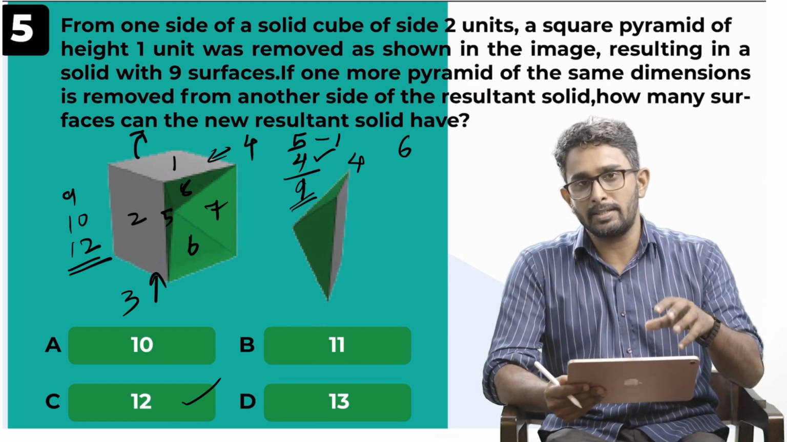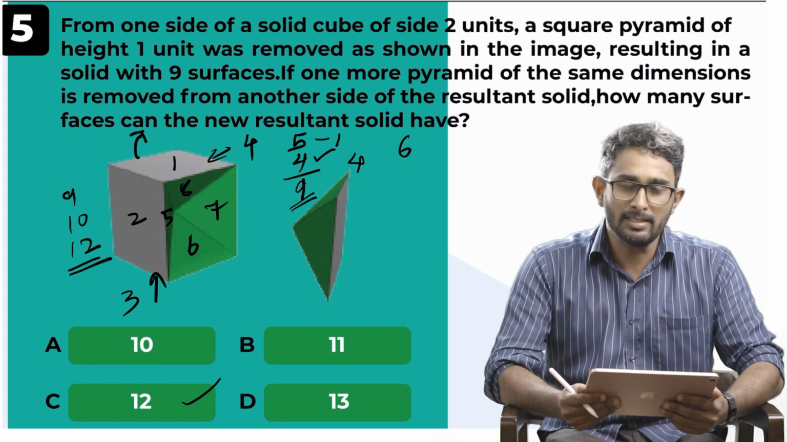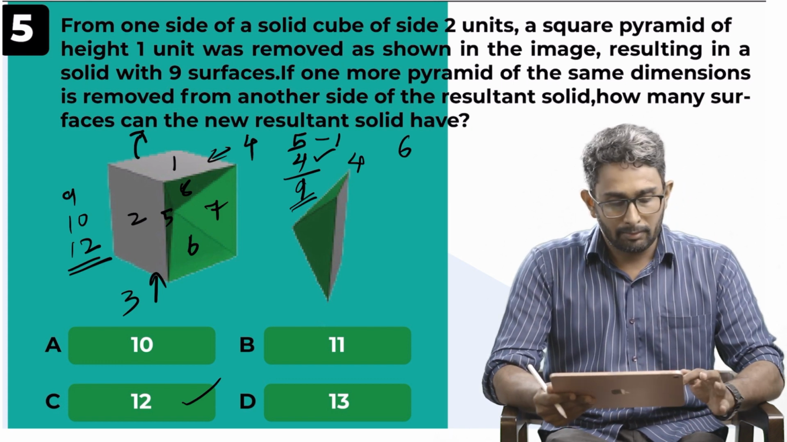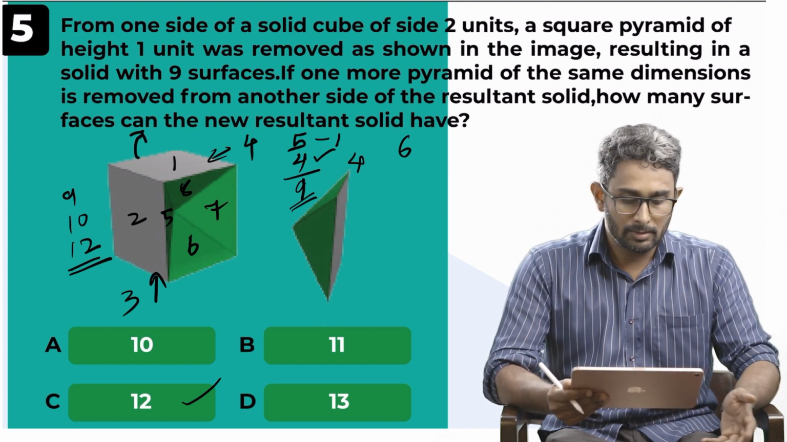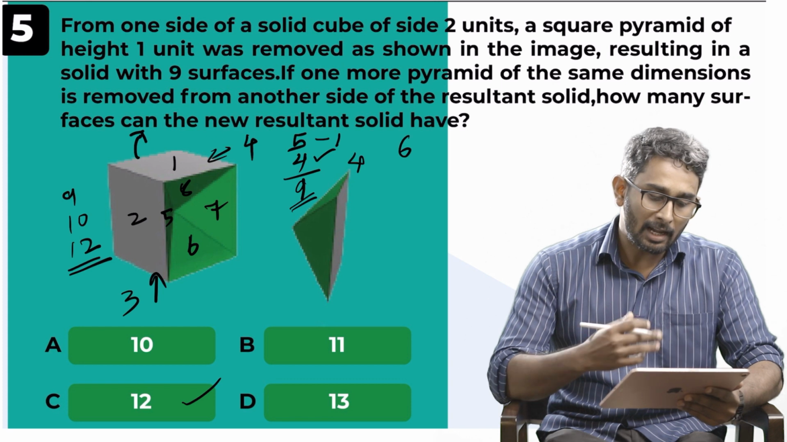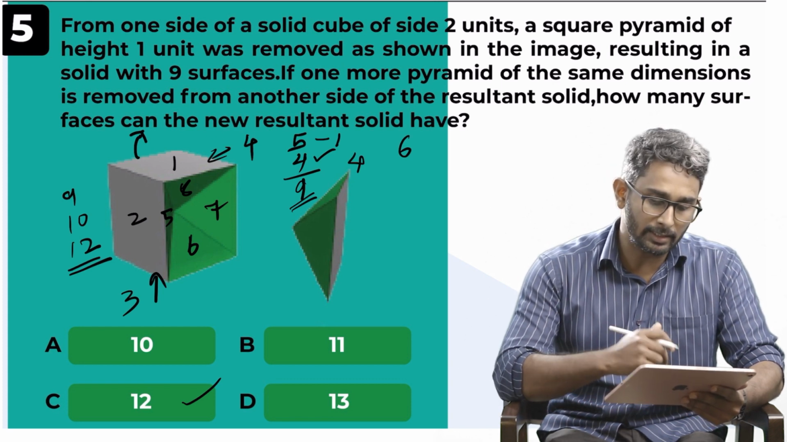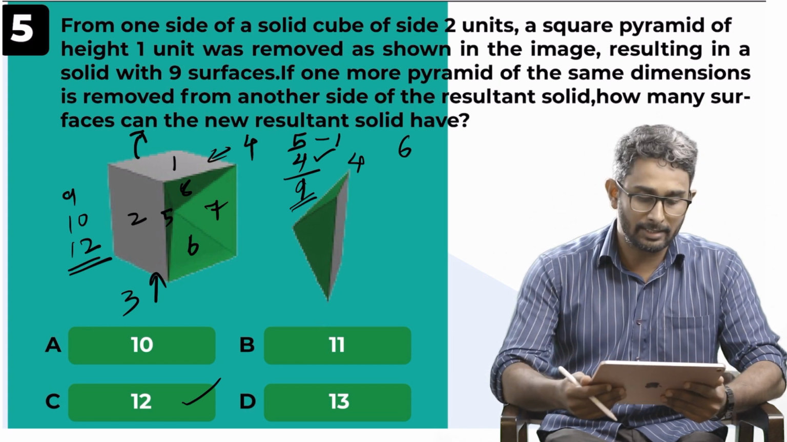This particular question is from the MSQ part of the exam. MSQ means multiple select question. That means from A, B, C, D, multiple answers can be right. So there are chances that there may be 10 surfaces, 11 surfaces, or 13 surfaces. Options A, B, D can also be a right answer.